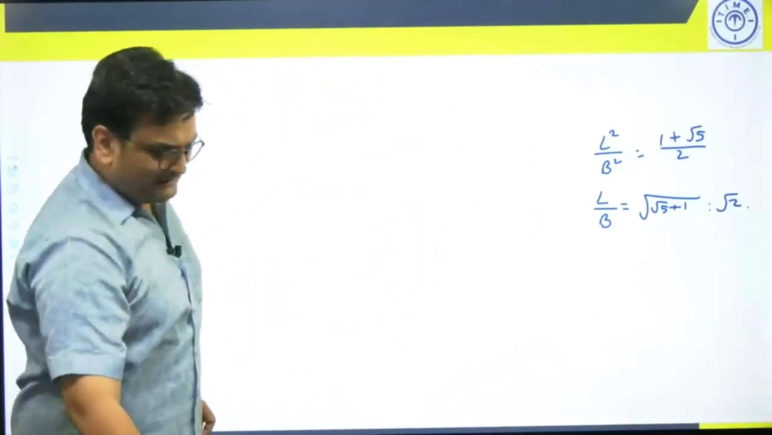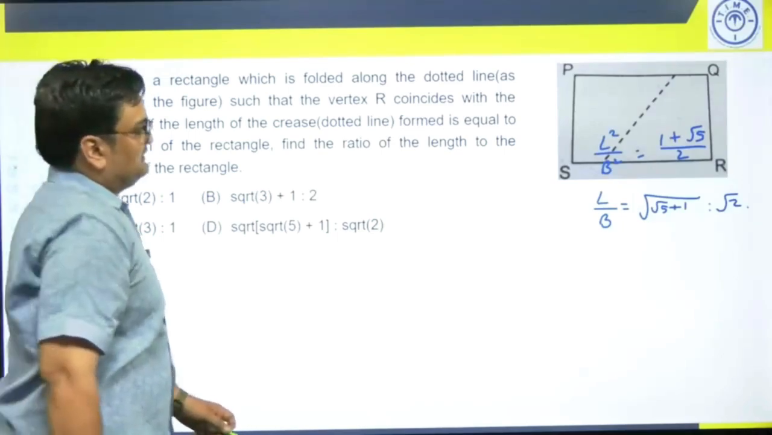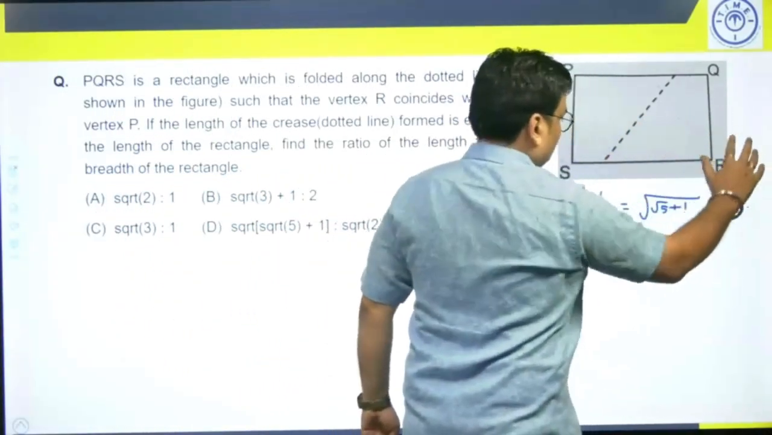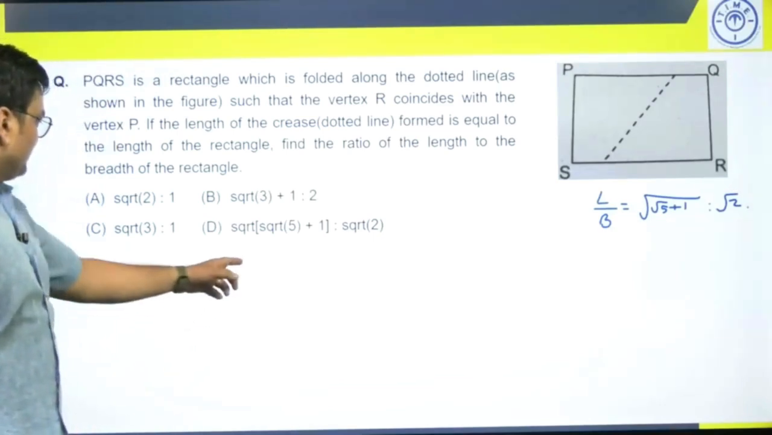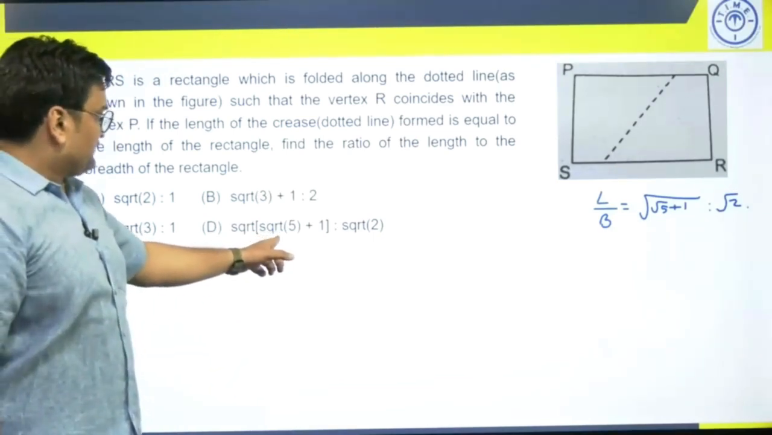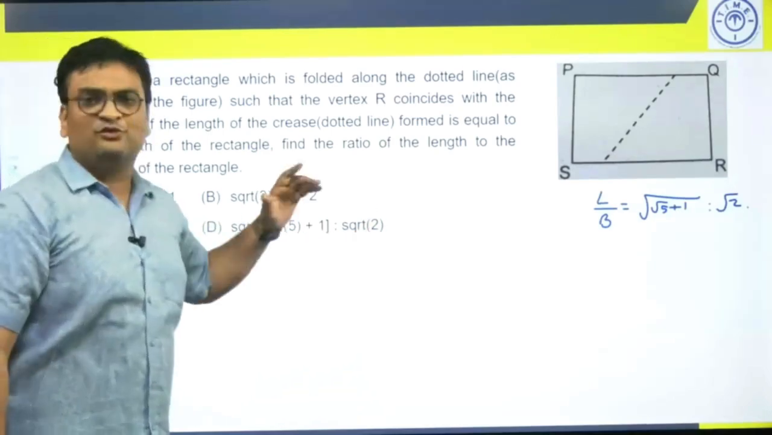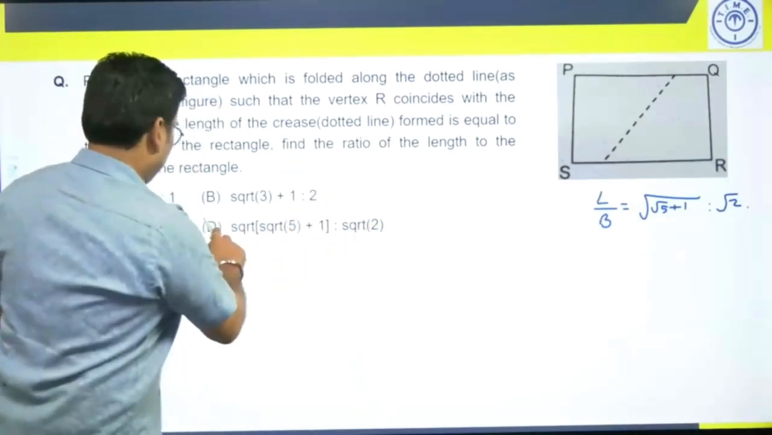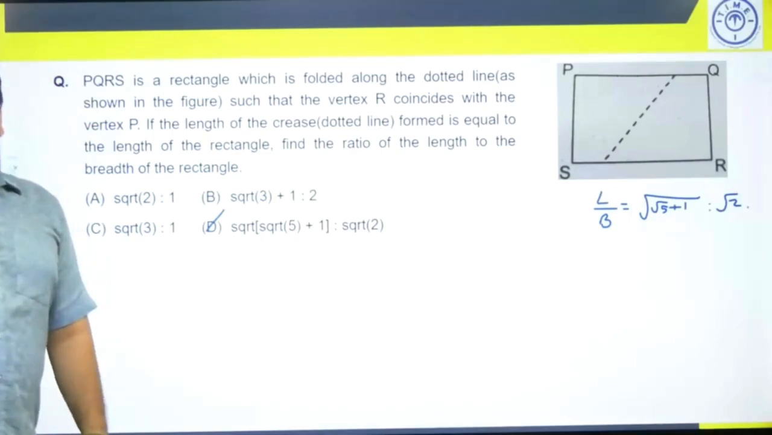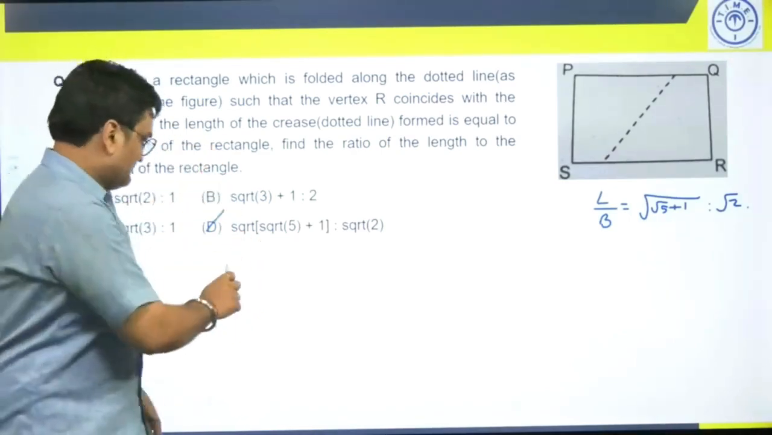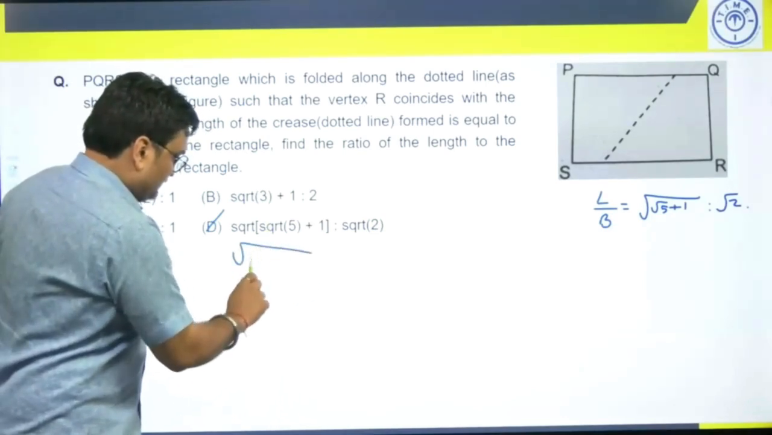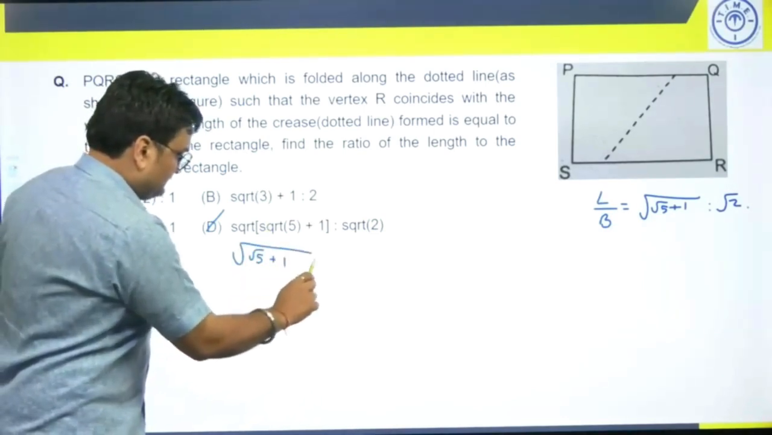Okay, so that is the answer. Let us verify which one will. So square root of root 5 plus 1, okay, this is the one. Square root of root 5 plus 1 is to square root 2. That is going to be our answer. And please look at the way in which options are written. Now square root means this simple. Square root 5 plus 1.